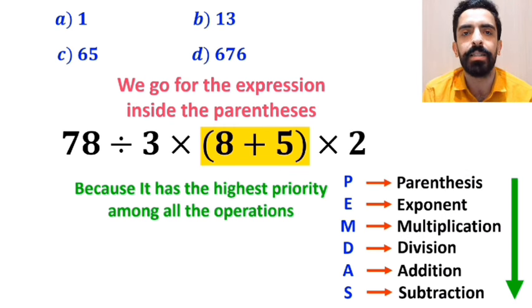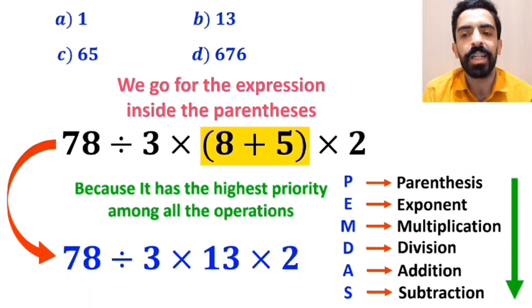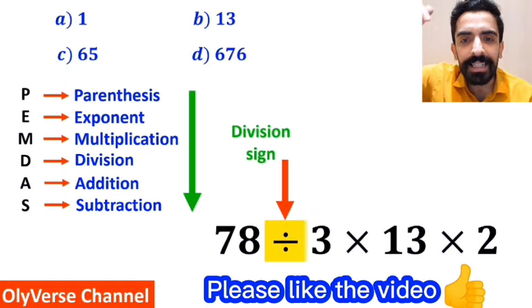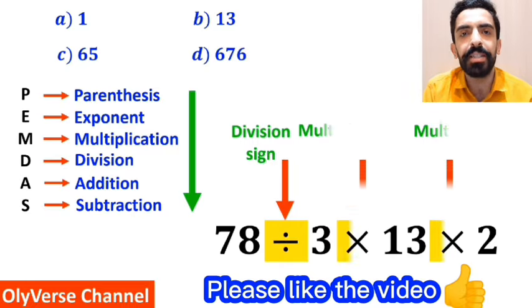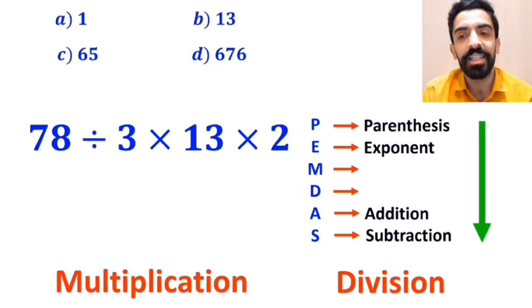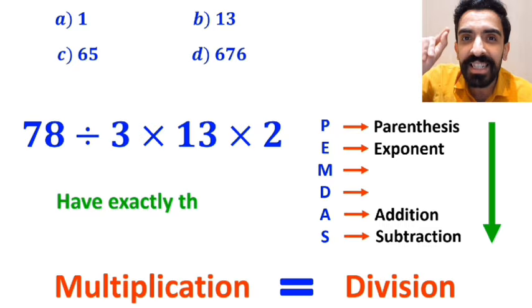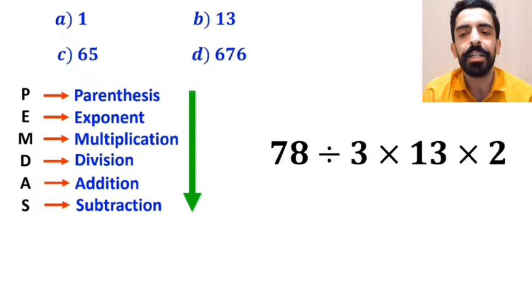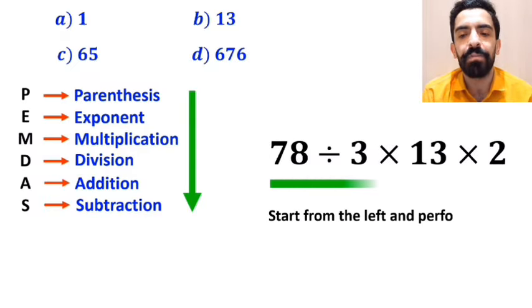Okay, and the first step, we go for the expression inside the parentheses because it has the highest priority among all the operations. So, instead of this expression, we can write 78 divided by 3 times 13 and again multiplied by 2. Alright, as you can see on the screen, in this expression, we have one division sign followed by two multiplication signs. We must pay close attention that multiplication and division have exactly the same level of priority in the PEMDAS rule.